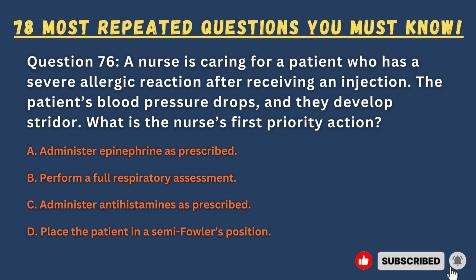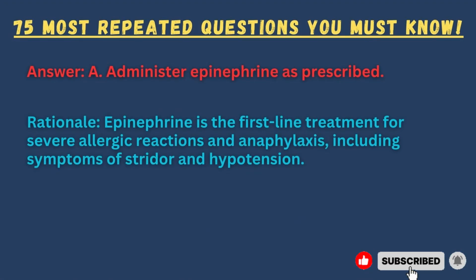A. Administer epinephrine as prescribed. B. Perform a full respiratory assessment. C. Administer antihistamines as prescribed. D. Place the patient in a semi-Fowler's position. Answer: A. Administer epinephrine as prescribed. Rationale: epinephrine is the first-line treatment for severe allergic reactions and anaphylaxis, including symptoms of stridor and hypotension.